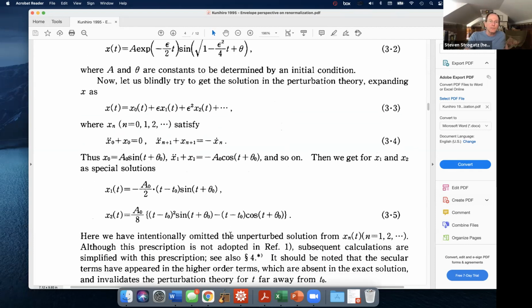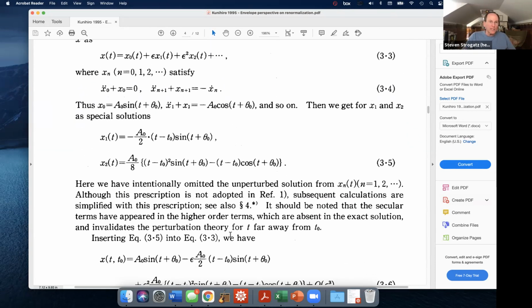And so let's see what else Kunihiro says. So he says, although we intentionally omitted the unperturbed solution from Xn, he means the homogeneous solution. Yeah, it's fine. He says, actually, this prescription is not adopted in reference 1. So apparently Goldenfeld, Oono, and Chen include the homogeneous solution, but you don't need to. And as he says, subsequent calculations are simplified if you just omit it.